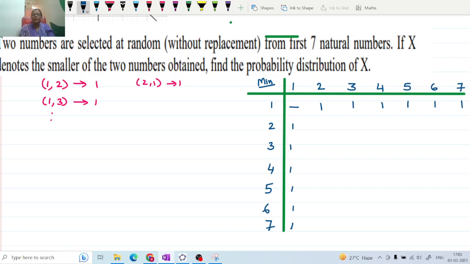Now 2 and 2 is not possible. Then 2 and 3, 2 will be the minimum. With 2, 4; 2, 5; 2, 6; 2, 7, 2 will be the minimum. Likewise, 3, 2, 2; 4, 2, 2; 5, 2, 2; 6, 2, 2; 7, 2. Then with 3, 3, it is 0.